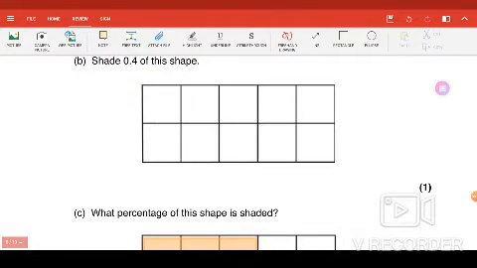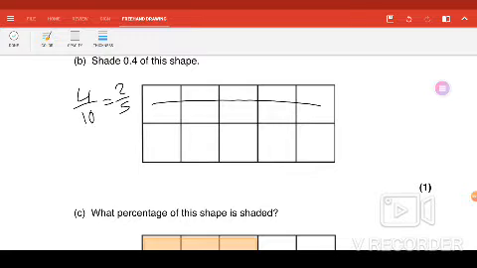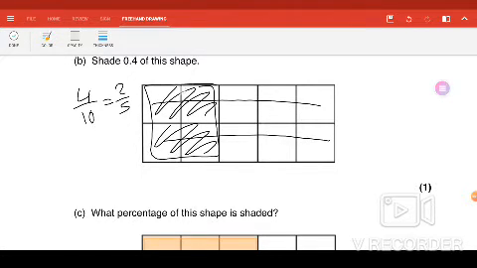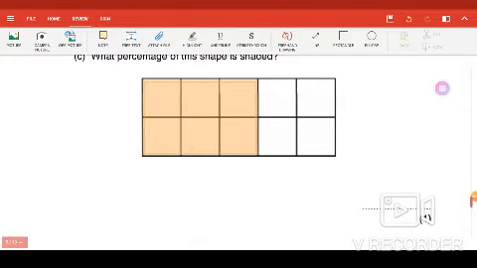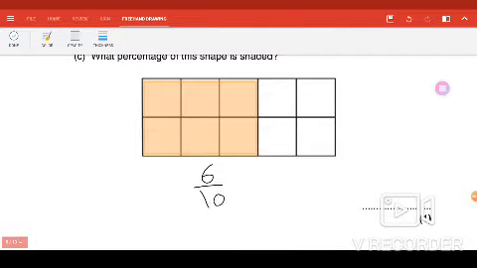Shade 0.4. 0.4 is 4 over 10, which is 2 over 5. So from each 5, shade 2. So you can shade 4 squares, any 4 squares as you like. What percentage? This is 6 over 10, which is 60%.